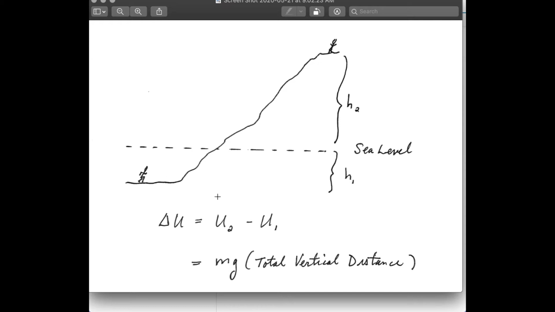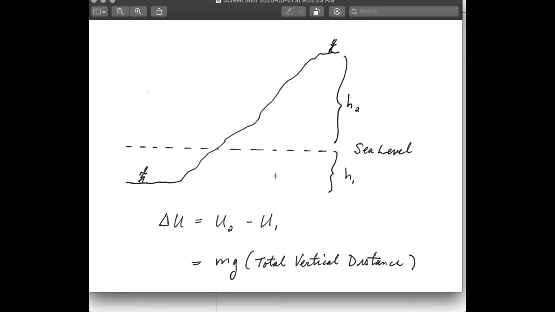The change in gravitational potential energy is the final gravitational potential energy here at the top of the mountain, minus the initial gravitational potential energy, which is here below sea level. So it's a positive gravitational potential energy, mgh2, minus a negative gravitational potential energy, mgh1. So I'm actually going to be subtracting potential energies to get the change in potential energy, but it ends up being addition.